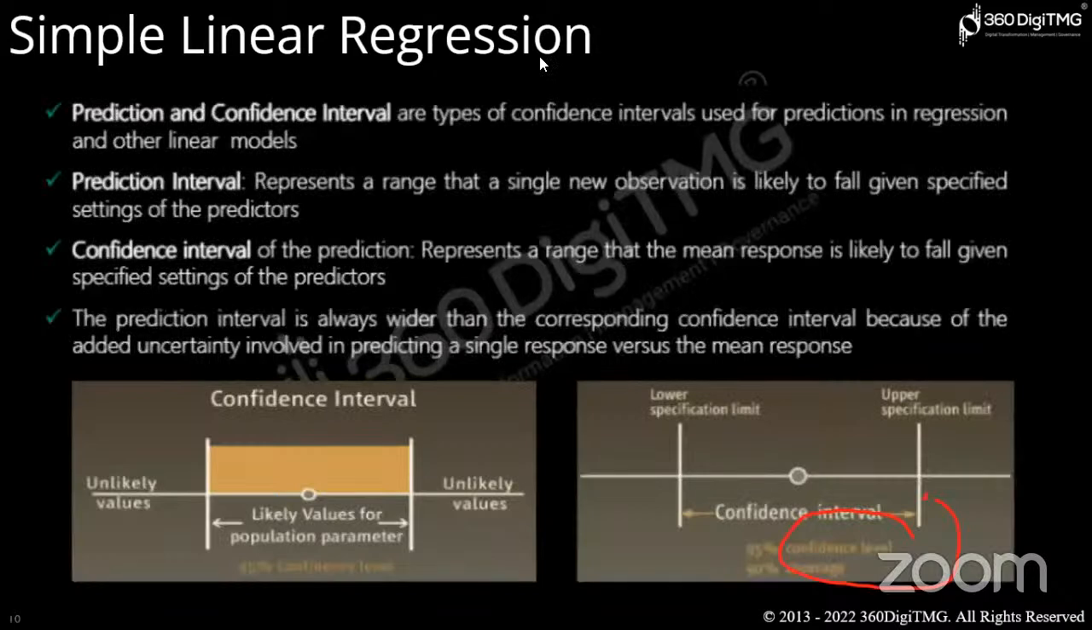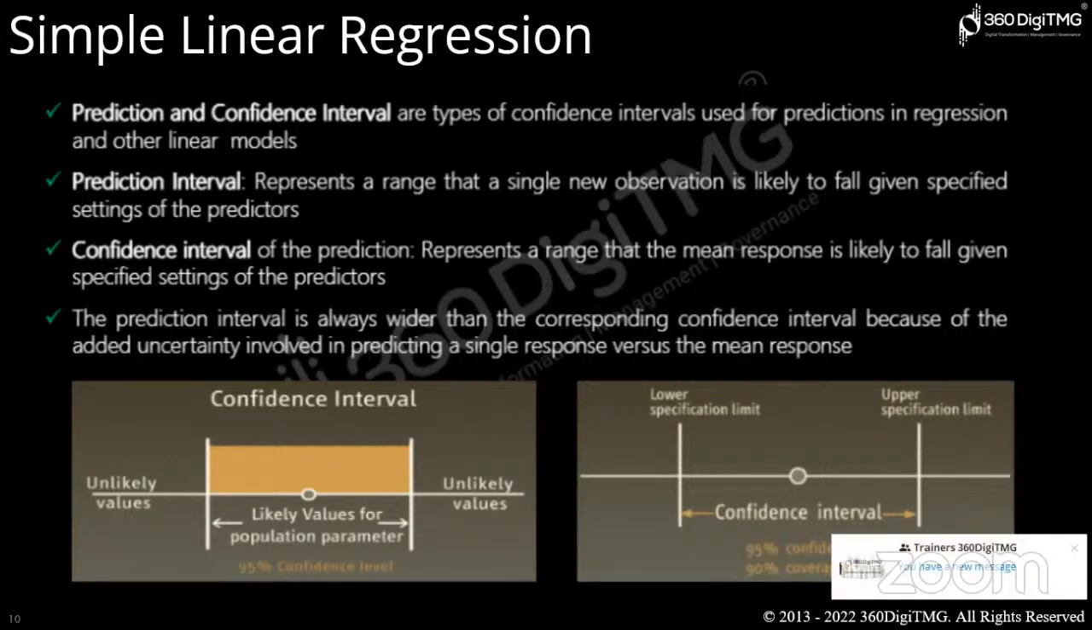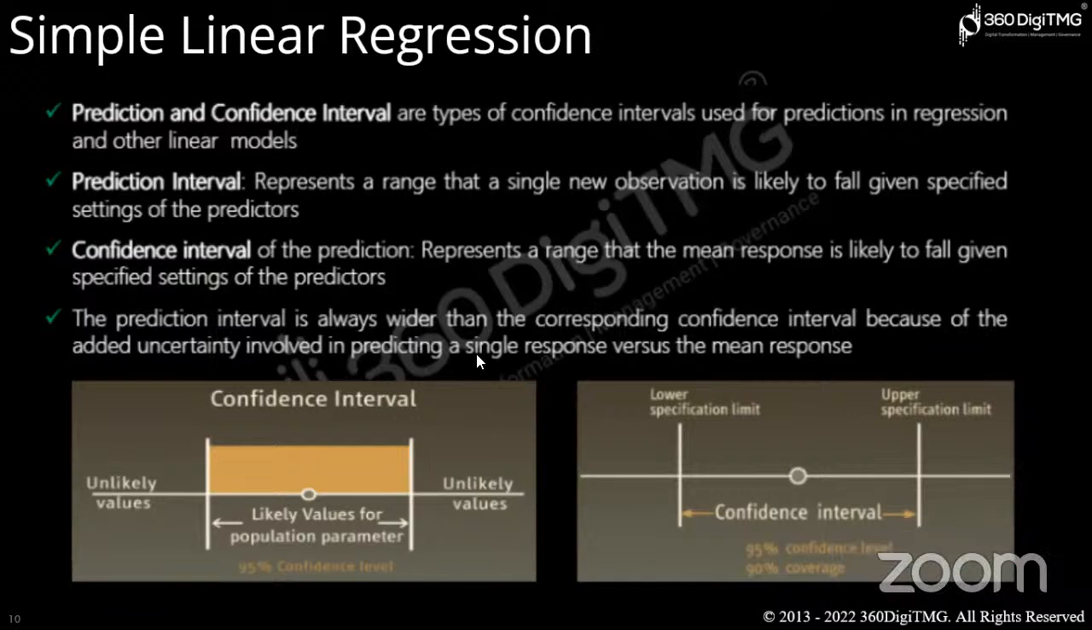So here we'll be having the confidence interval and prediction interval. What is the prediction interval? It simply represents that whatever values are taken should be in that particular range. And the confidence interval represents the range in which the mean response is likely to be found. Whatever output we are predicting should be present in that particular interval only. You can always say the prediction interval is always wider than the corresponding confidence interval.